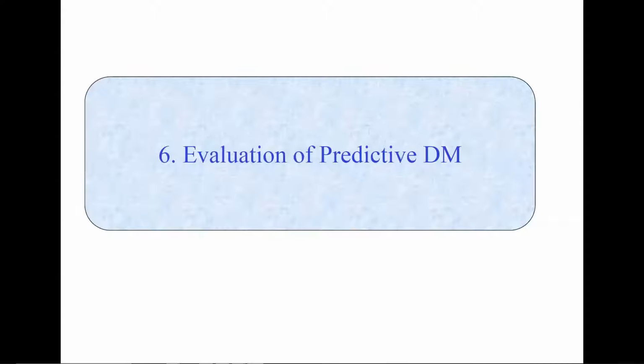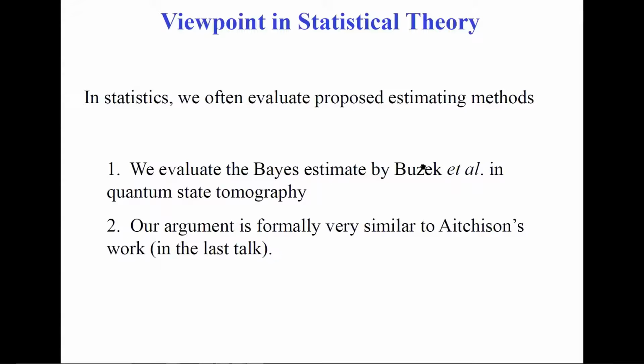Let's go to section 6, the final section in this talk: evaluation of predictive density matrix. In the last talk, I said that in statistics, we often evaluate proposed estimating methods. I repeat this again here. So we evaluate the Bayes estimate by Vivek et al. in quantum state tomography. This is the purpose of this section.